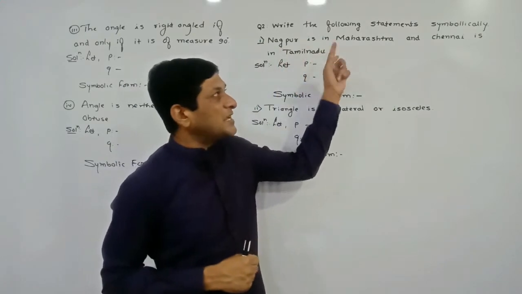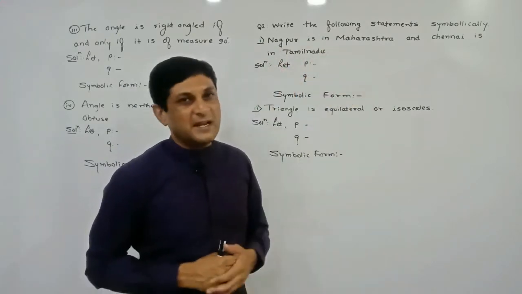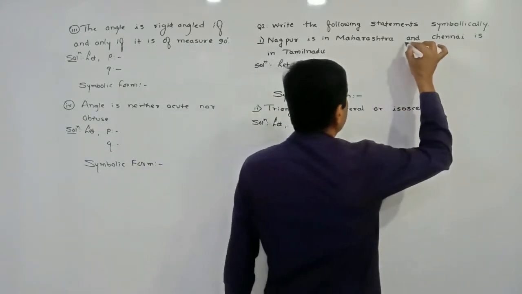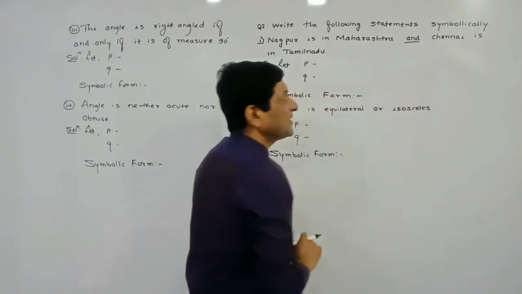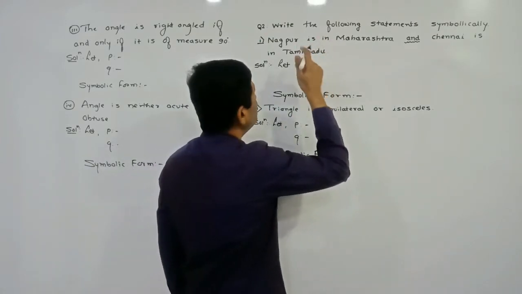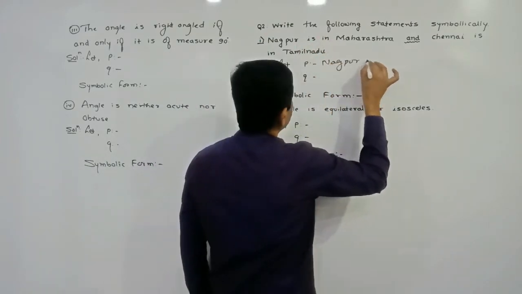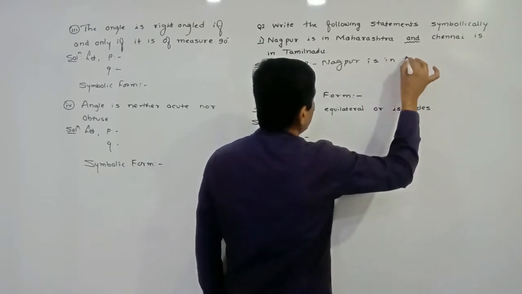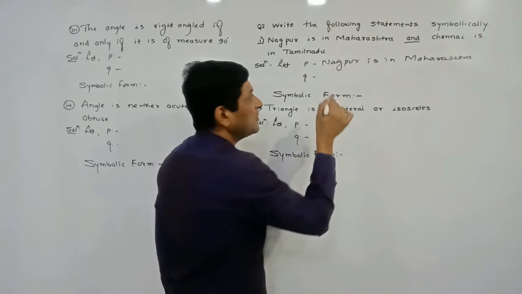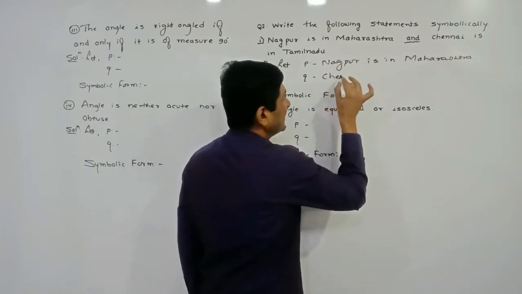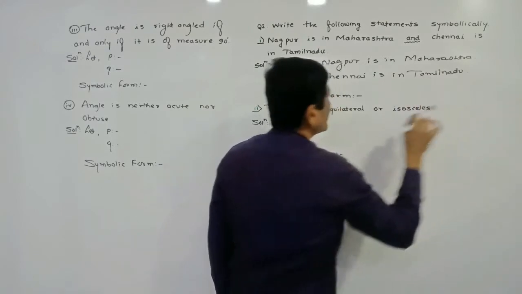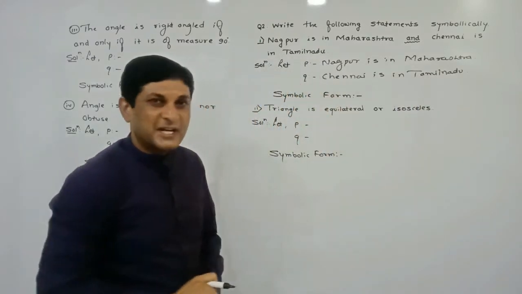Nagpur is in Maharashtra and Chennai is in Tamil Nadu. In this case we can observe that these two statements are connected by which logical connective? And, isn't it? So the first part, Nagpur is in Maharashtra, I am denoting by P. And the second part, Chennai is in Tamil Nadu, I am denoting by Q.